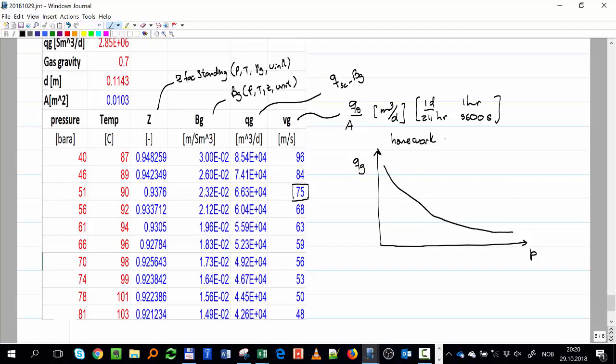We need those plots when we go to more complicated cases, multi-phase flow, erosion, liquid loading. It's extremely important to plot many variables with pressure or with depth. In this case, they are equivalent, TVD or MD.